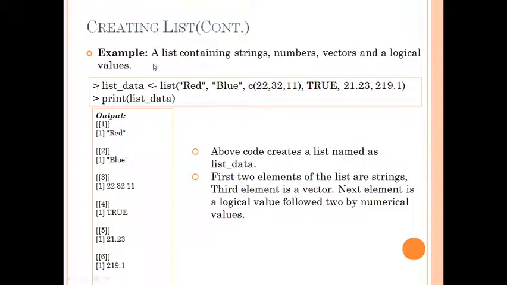So now this is an example of a list. We are creating here a list known as list_data using the list function. As you can see here, the first two elements of the list are red and blue, both string values. Then the third element is a vector. The fourth element is a Boolean value. The fifth and sixth elements are some numerical data. And you can see here the output, how the list will look.